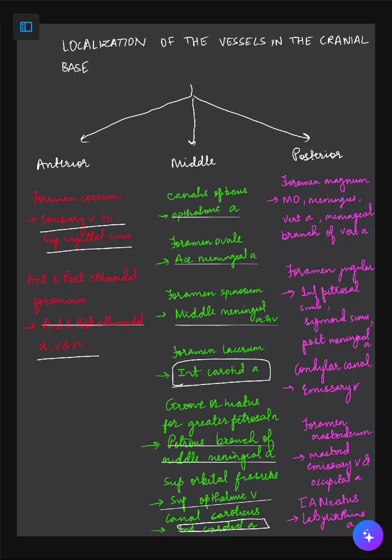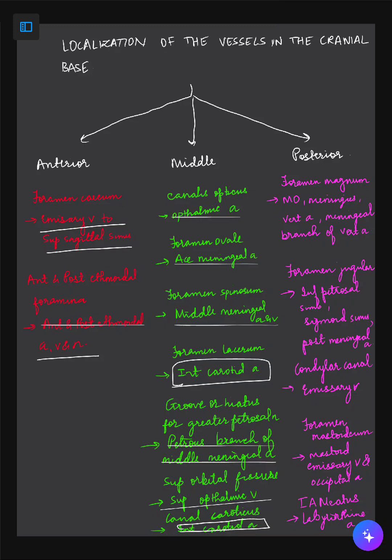Remember, the internal carotid artery passes from the middle cranial fossa. From the middle cranial fossa, it passes through two openings. First is the canalis caroticus and then the foramen lacerum. Don't confuse the foramen spinosum and foramen lacerum. From the foramen lacerum, internal carotid artery. Foramen spinosum, middle meningeal artery and veins.